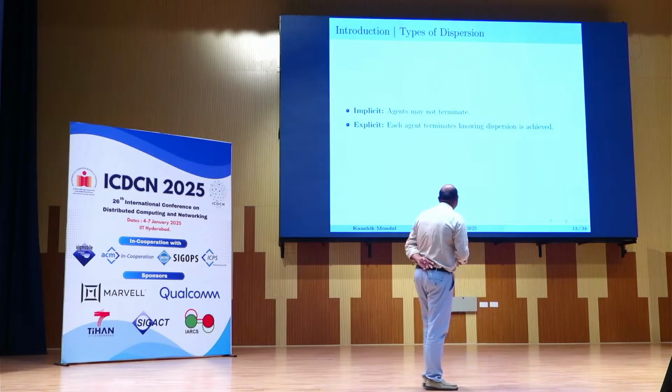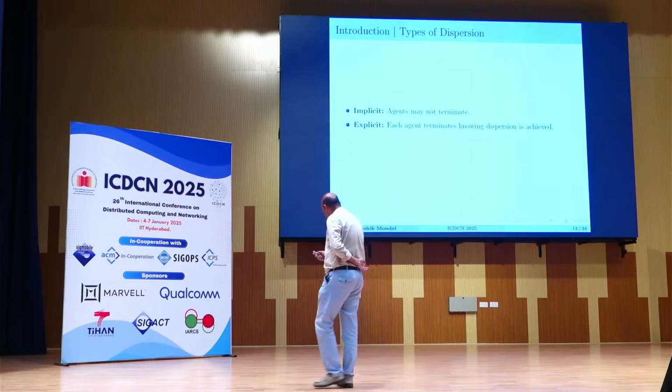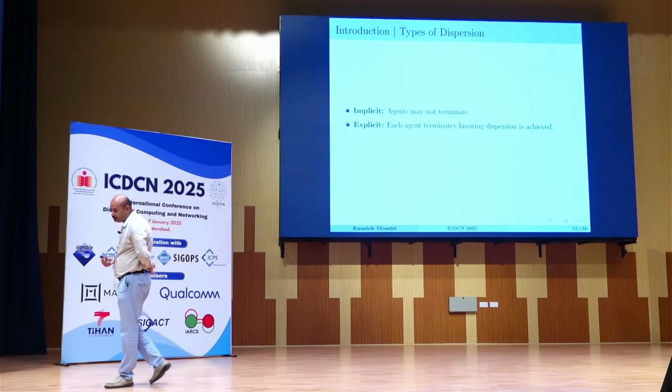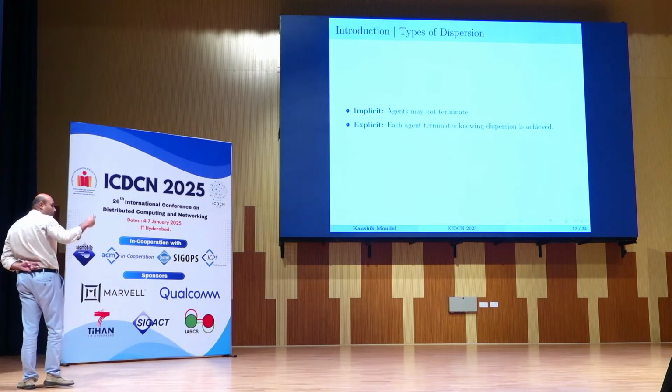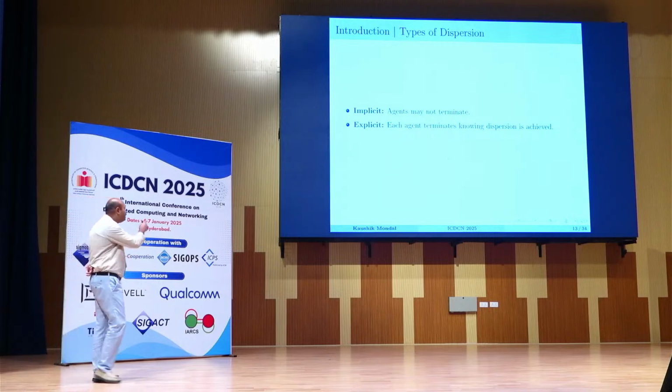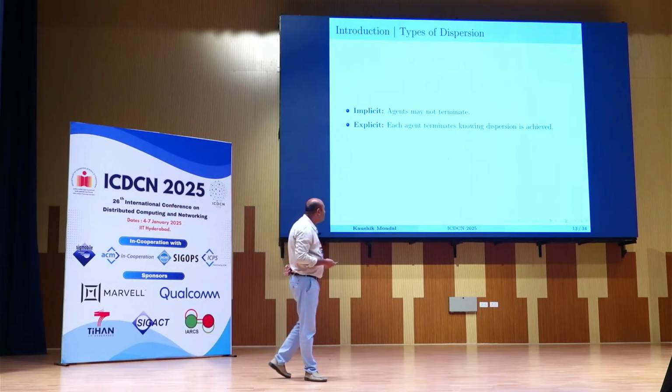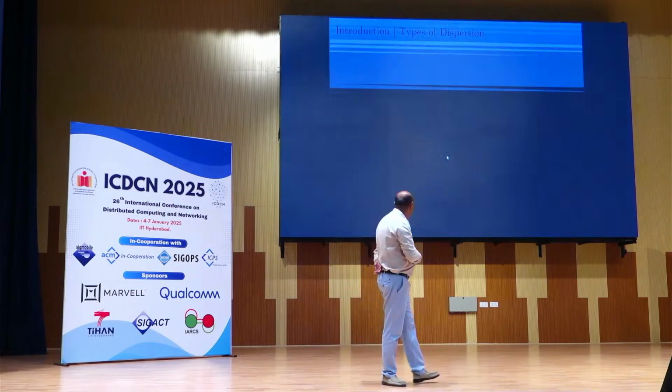So now there are two types of dispersion. One is implicit, where agents may not terminate; the configuration will be dispersed, but agents may not know that, okay, we are all dispersed and we can terminate. The other one is explicit, where each agent terminates knowing that the dispersion is achieved.